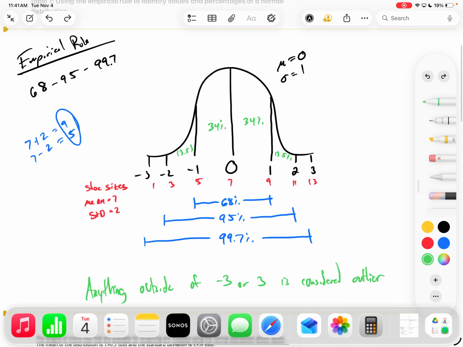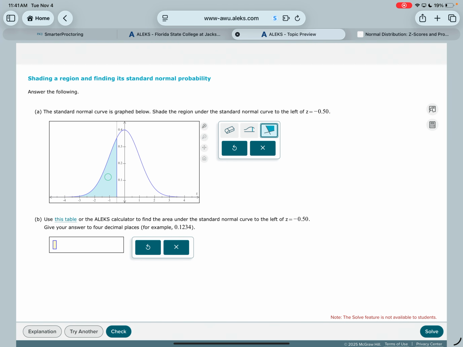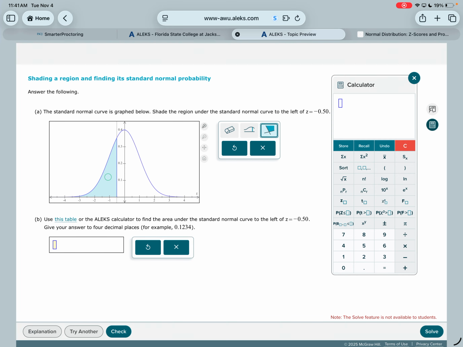So what do we do when they don't fall perfectly like that? This is where we're going to use the calculator. The calculator has a button that does this for us. It gives the probability of the z-score, or the percentage under the curve of a z-score, when it is less than or equal to. So on this one, we want to know the percentage of the z-score when it is less than or equal to negative 0.5.